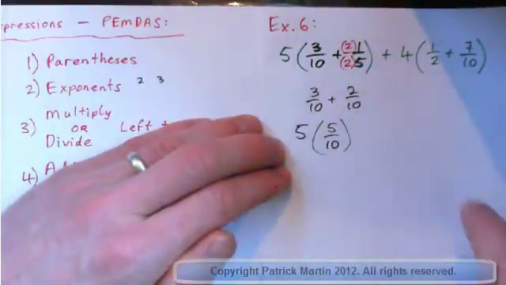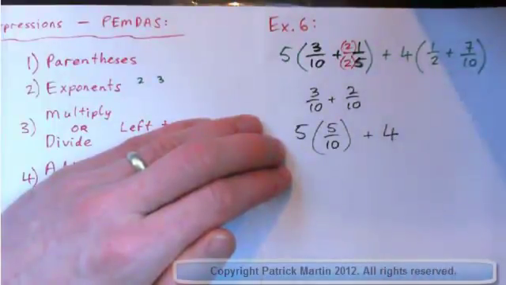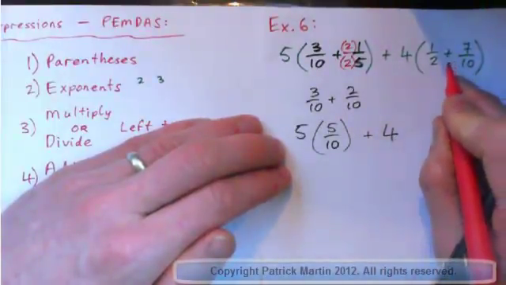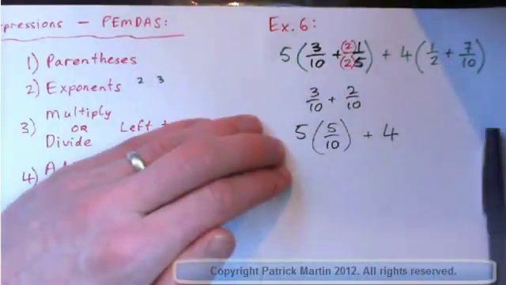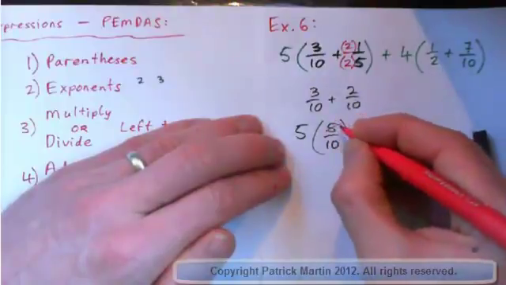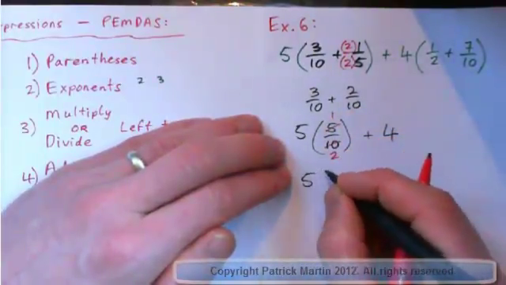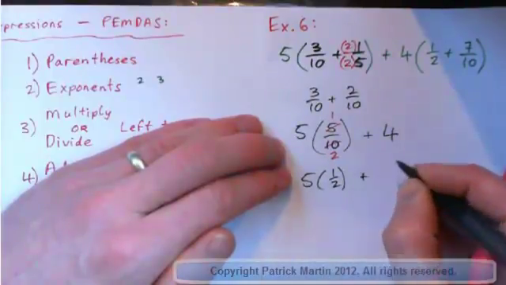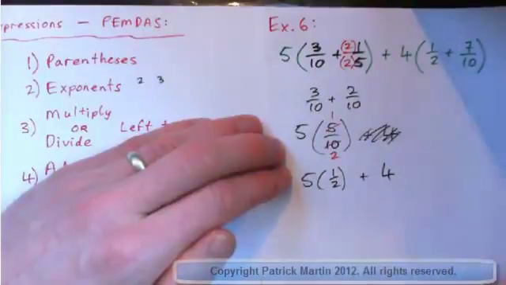Let's see. And then we got plus 4, and then, okay, let's simplify this guy. Oh no, what am I thinking? Don't be silly. This gets too confusing. We always simplify these guys, don't we? That's a half. Okay, 5 times a half, and then plus 4 times whatever this becomes.